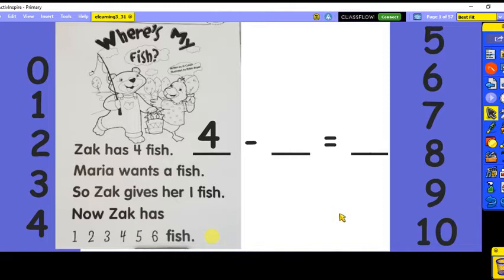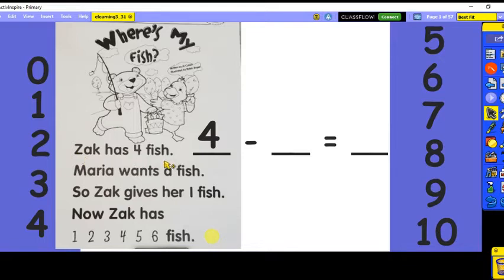Hey guys, I have a subtraction story for us to read. I'm going to read this to you, and while we're reading, we have some equations that we're going to work on. So first, let's look at the title, Where's My Fish? If you look, you can see the characters in the story: one character is a bear and one is a duck, and they have a bucket of fish. Okay, so let's start reading.